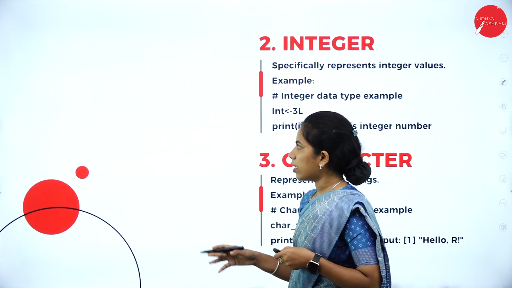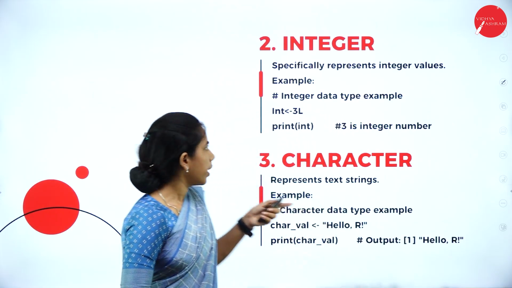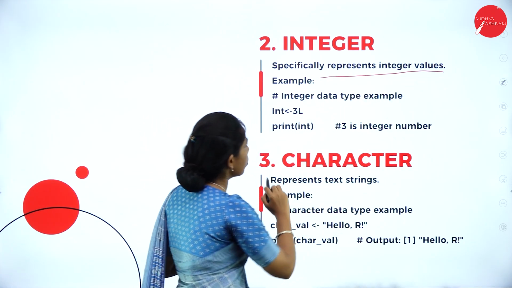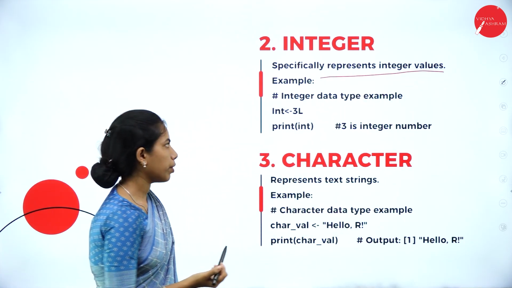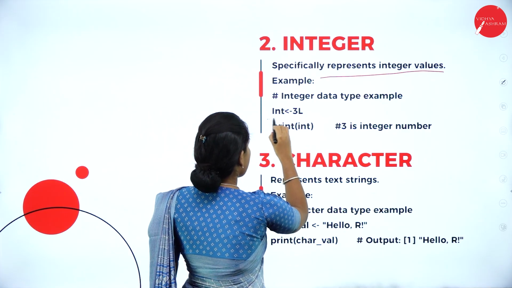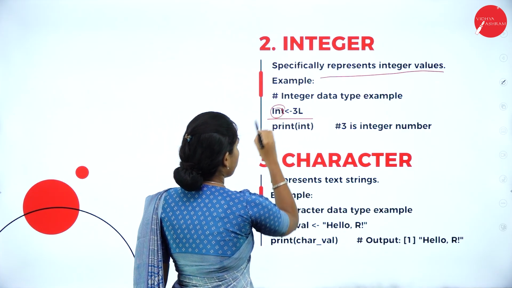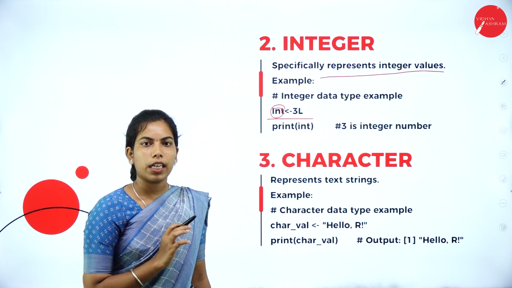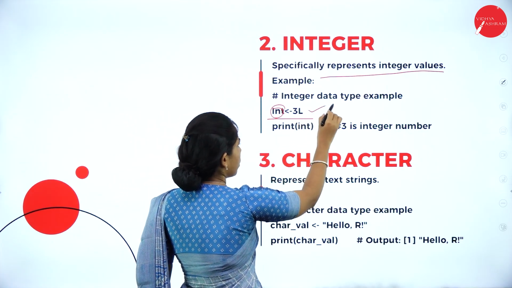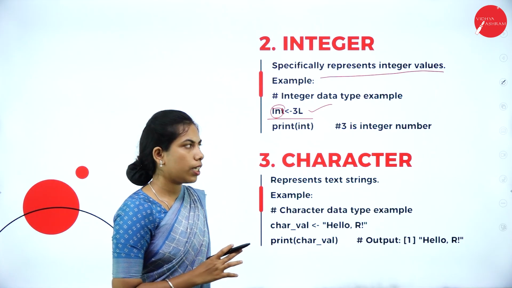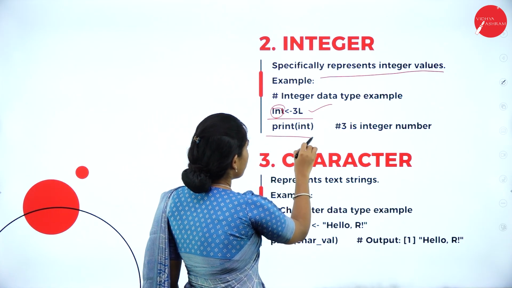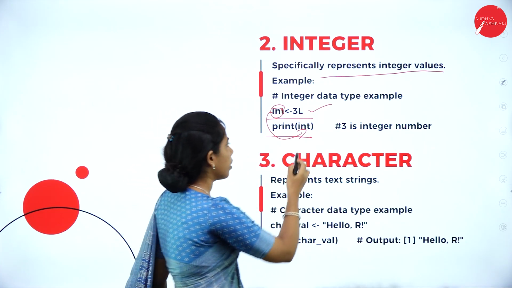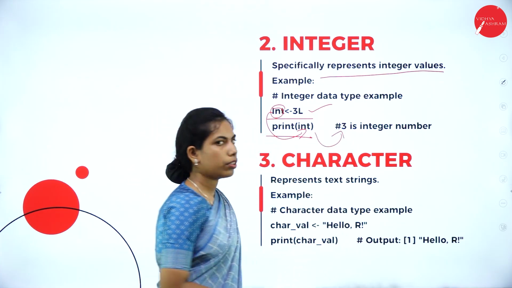Got it? So let's see another data type, that is integer, which specifically represents integer values. Here you can see one small example. I assign an integer. This is my variable name, which contains what? 3, with a capital L. That differentiates between numeric and integer. So when I use the print function with the int variable name, it gives the output as 3.